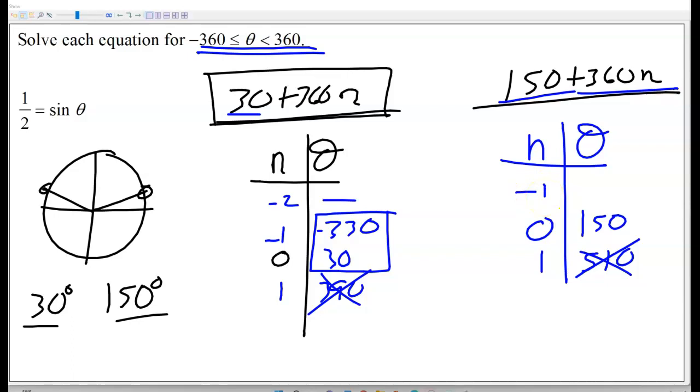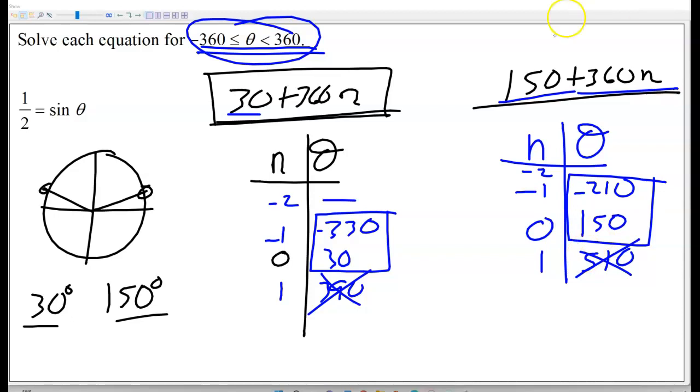But if I plug in a -1, that would be like I am subtracting 360 from 150, and I get -210, and that one works. And I already know that if I were to do it again, subtract 360 again, it's going to go past what I want because we only want to be between -360 and +360. And so there's my 2 possible answers there. So we have 4 answers. The answers are -330, 30, -210, and 150.